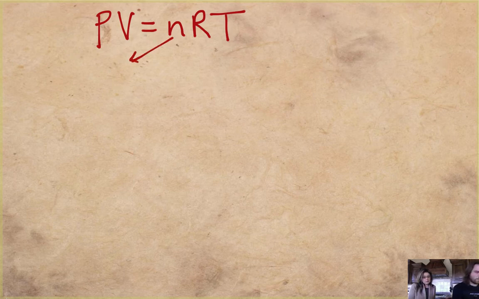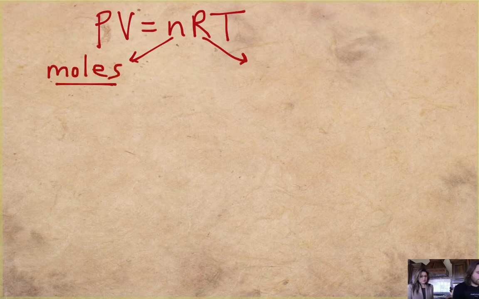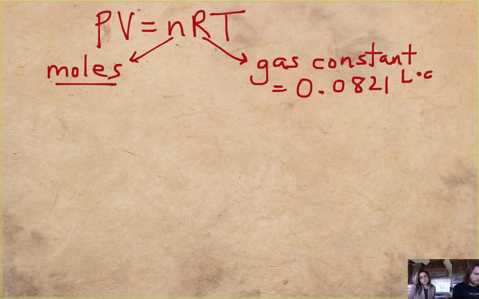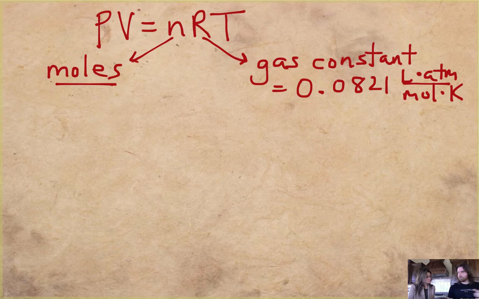So n is the number of moles. You guys thought we were never going to talk about moles ever again. Not so much. And then R is the universal gas constant, and you will find this on your reference chart. The value for this is 0.0821, and the units are liter times atmosphere divided by mole Kelvin. This will make more sense once we start plugging it into the equation. That number never changes. It's constant, but pressure, volume, moles, and temperature could possibly change.